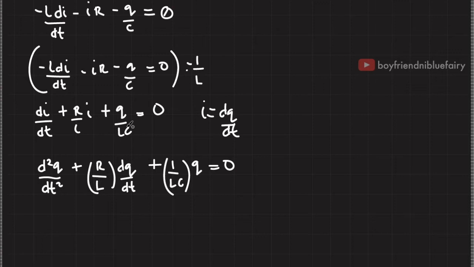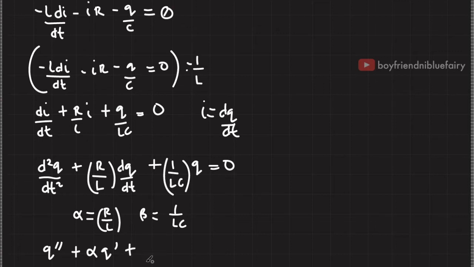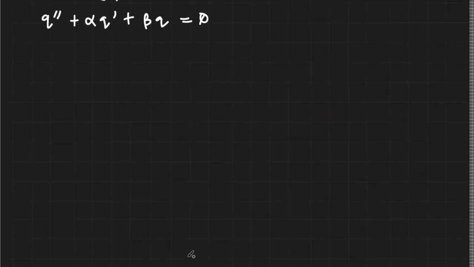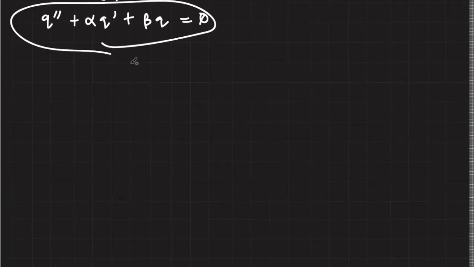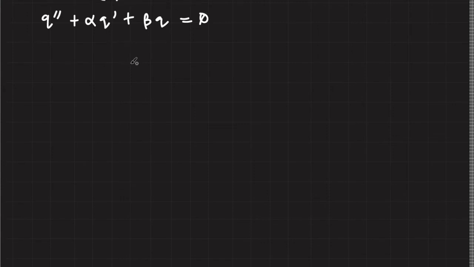Now for easier notation, let alpha equals R over L and beta equals 1 over LC. So I can rewrite this in a shorter way, which is Q double prime plus alpha Q prime plus beta Q equals 0. There are general ways to get the solutions of this equation. This equation is actually a second order homogeneous differential equation. Let me try one method.